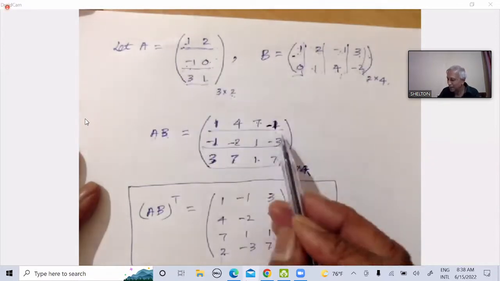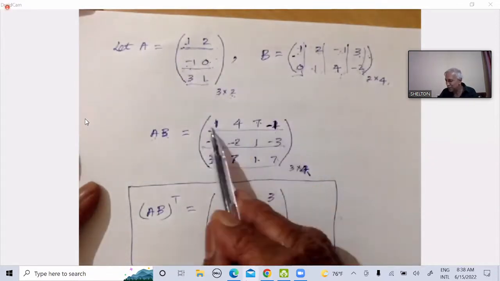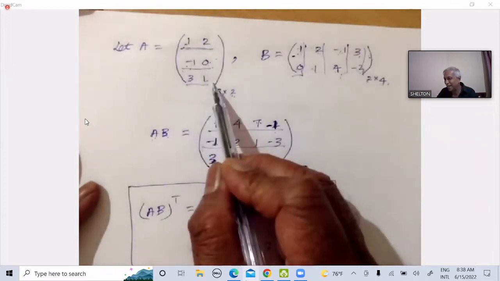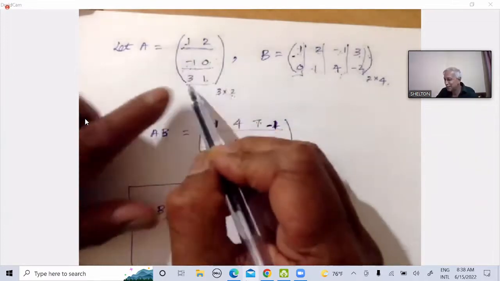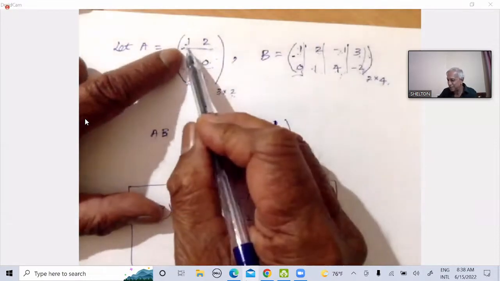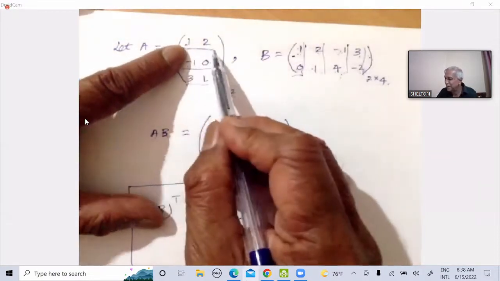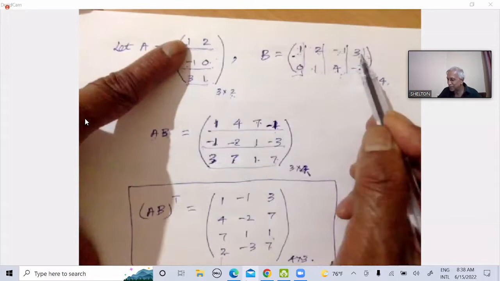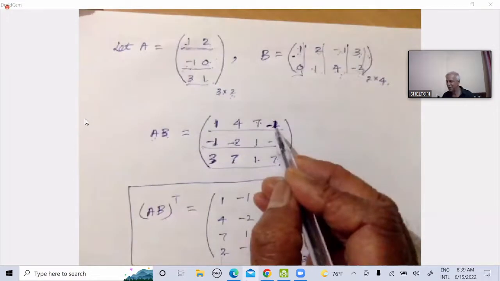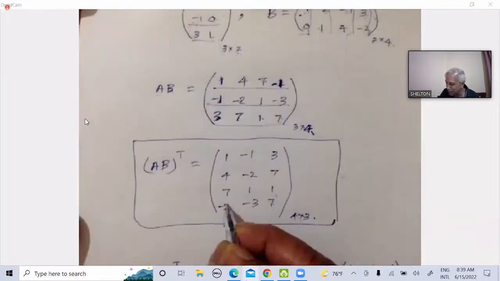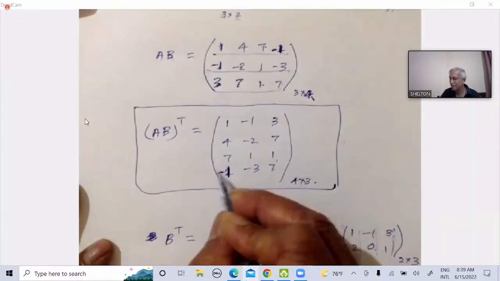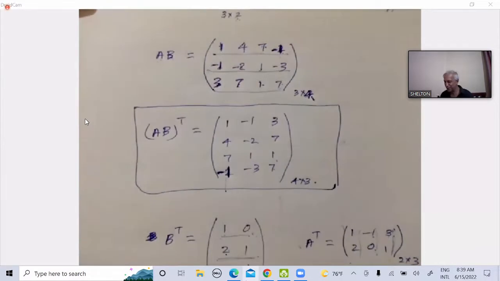Sorry. What is that place? First row, fourth column. Multiply first row, fourth column, 3 minus 4. So there minus 1 should come. So if it is minus 1, this should be minus 1. Anyway, this is wrong here too, minus 1. I hope the other ones are correct.